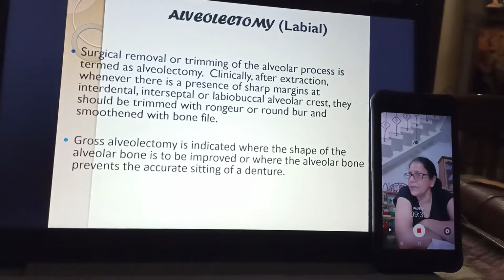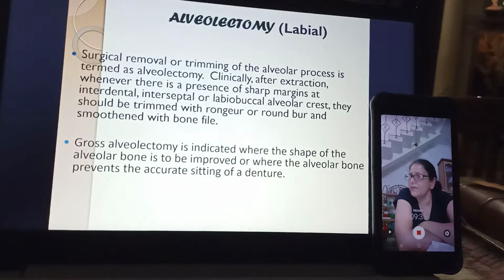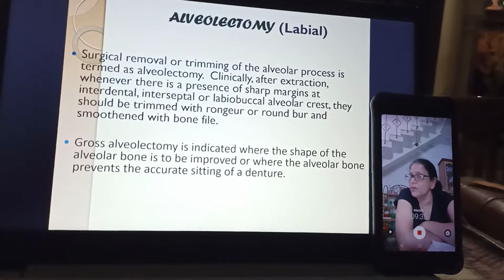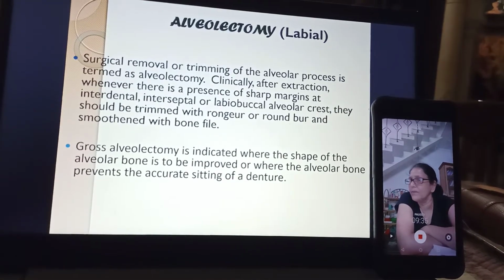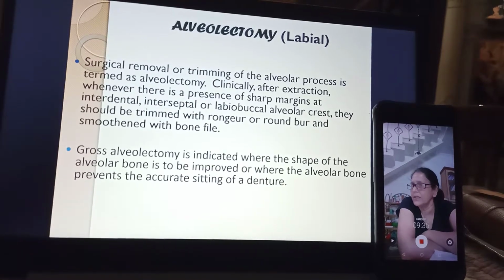Gross alveolectomy is indicated where the shape of the alveolar process is to be improved or where the alveolar bone prevents the accurate seating of a denture.